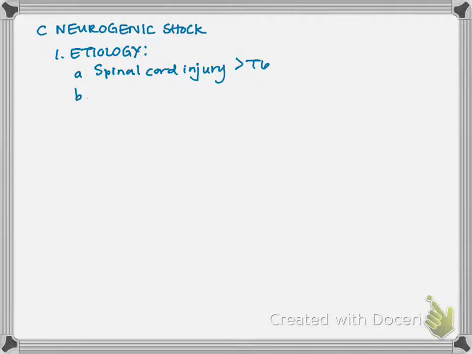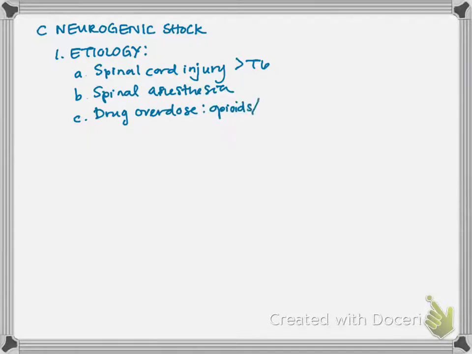It could also occur with spinal anesthesia, like an epidural, or a drug overdose with opioids or benzodiazepines. So some of your benzodiazepines: Ativan, lorazepam, the Xanax, alprazolam, Valium. Okay, so look for those names in association with possibly a neurogenic shock.